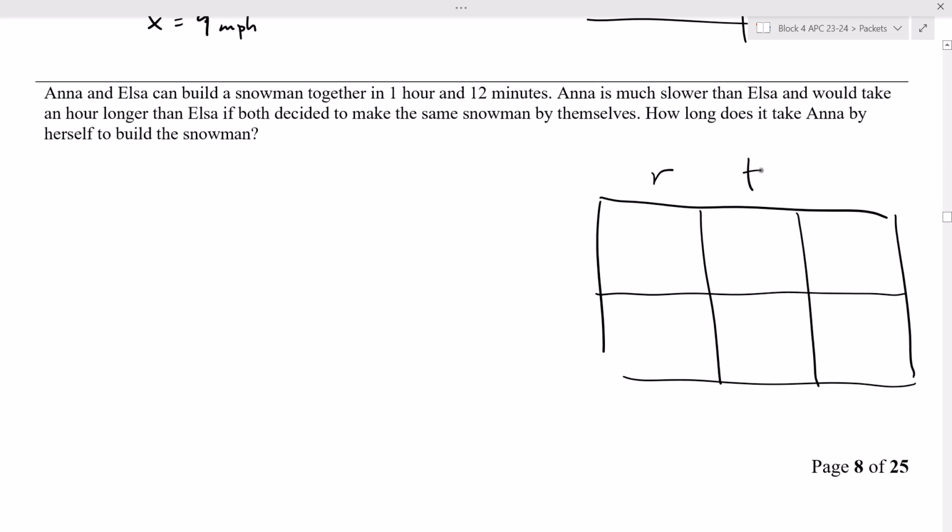We're going to have RT, not D, because they're not running a distance, not traveling. They're doing a job. In this case, that job is building a snowman.